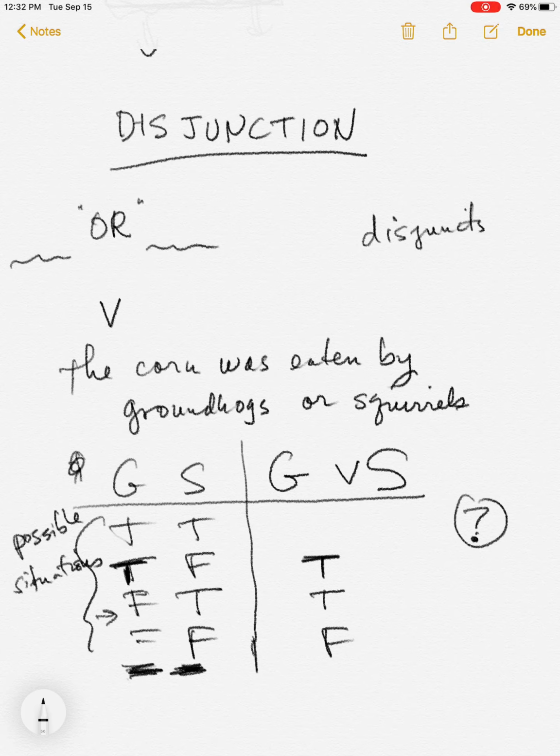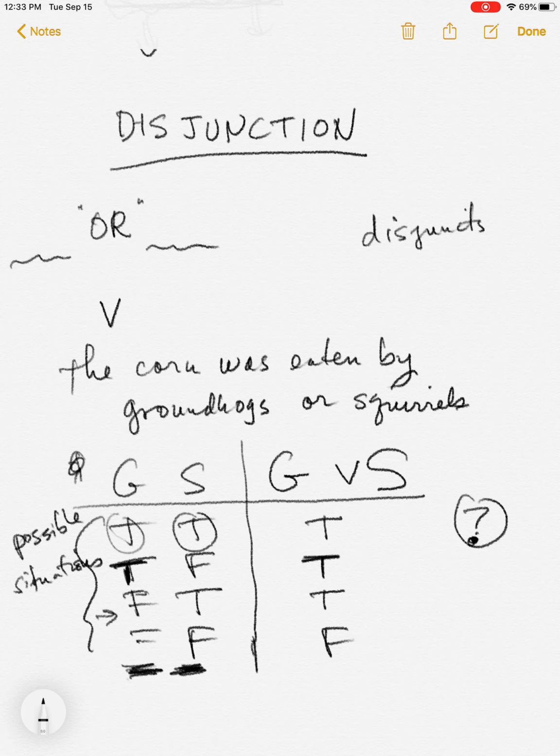And what I said about this is that I think that if I assert the corn was eaten by groundhogs or squirrels, it doesn't preclude the possibility that when I review the recording on the nanny cam, I see the squirrels and the groundhogs having a big party together, putting a true there. So if they both ate it, then I haven't said anything false.